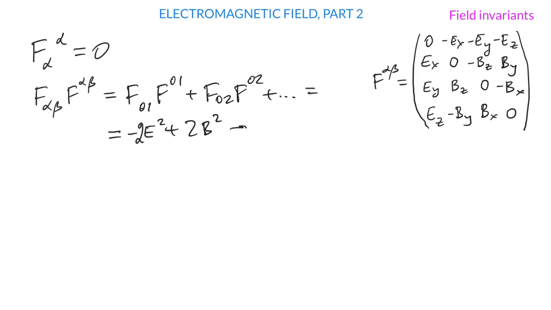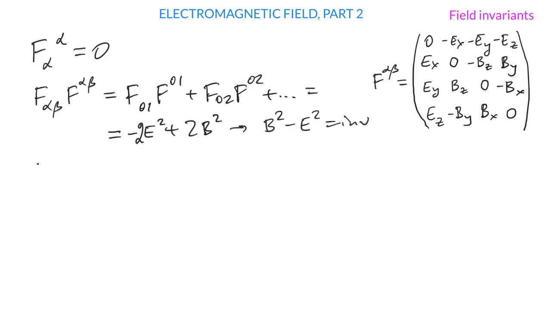Now, this implies that B squared minus E squared is an invariant. It is a Lorentz scalar, which means it's the same in any reference frame. Now, what else can we do in second order? Here's one other thing that we can make that is quadratic in the fields and is also an invariant.